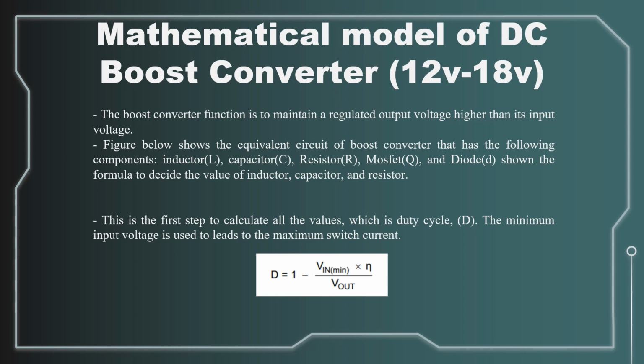This is the first step to calculate all the values, which is the duty cycle. The minimum input voltage is used to lead to the maximum switch current. The formula is D equal to 1 minus V in minimum times N over V out.